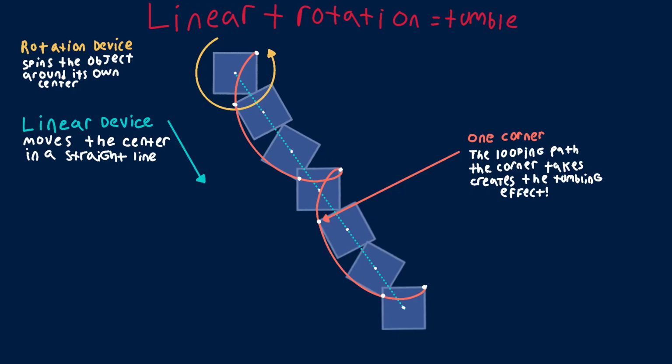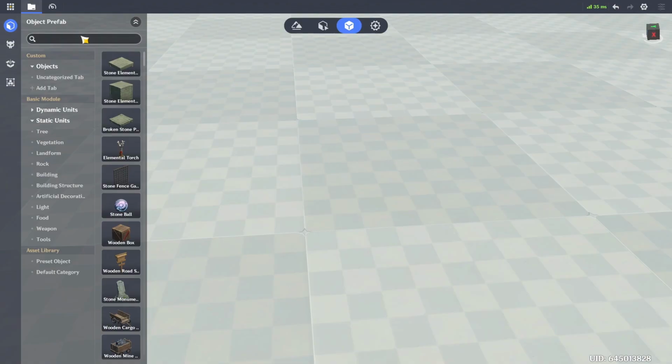This might be cleaner to understand. You can see the rotation device spinning the object around its center in the gold color, and the blue line is the linear device moving the center in a straight line. The spiral shape is tracing one corner of the square as it goes down the looping path that the corner takes, which creates the tumbling effect. So linear plus rotation equals tumble. Also, fun fact, a lot of custom physics things you've seen in Miliastra are done using motion devices similar to this.